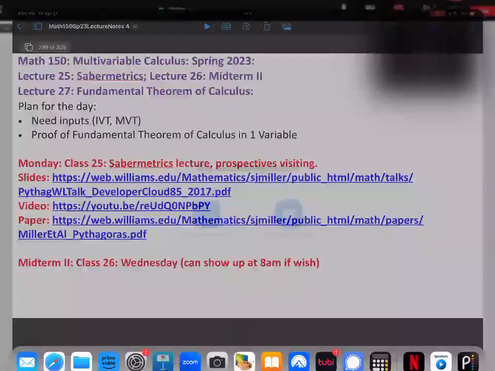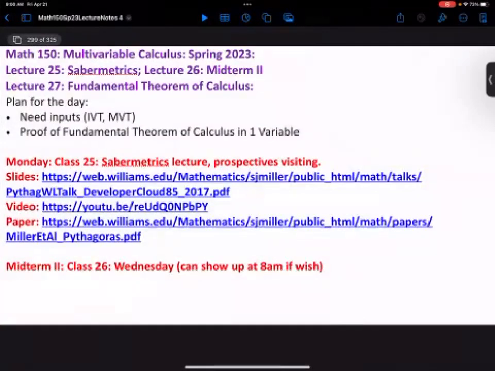So welcome to Math 150, multivariable calculus. This is lecture 27. So what I want to do today is I want to prove the fundamental theorem of calculus. So you do not get the name fundamental lightly. Can anybody name any other fundamental theorems that you've seen so far in your career?